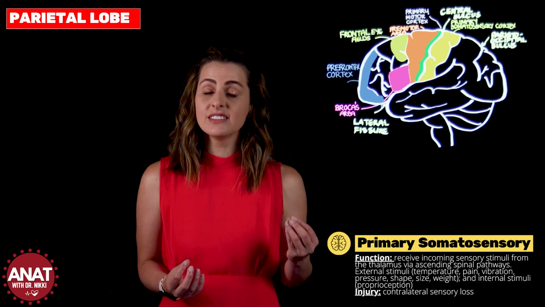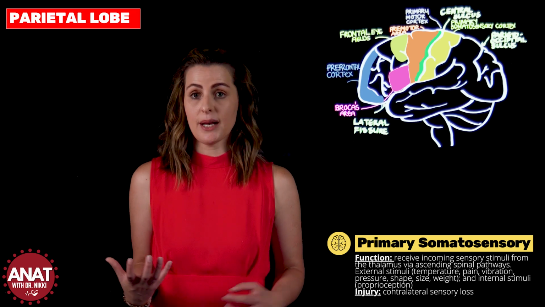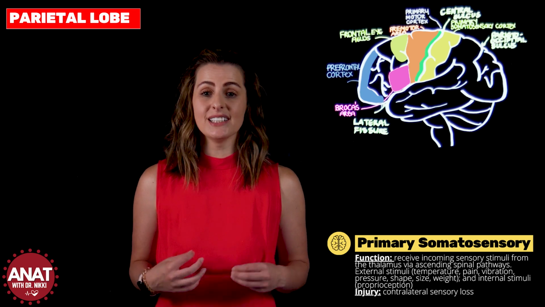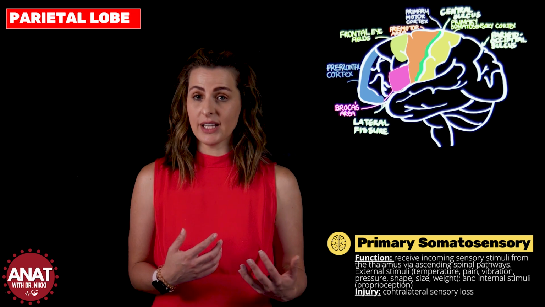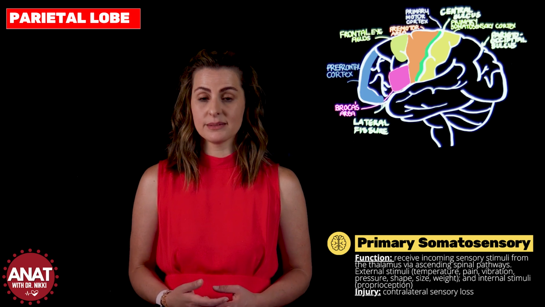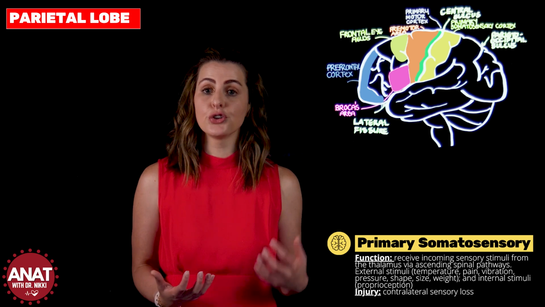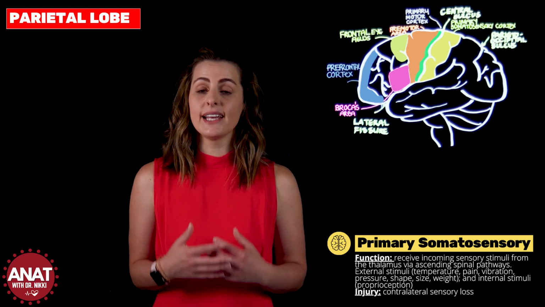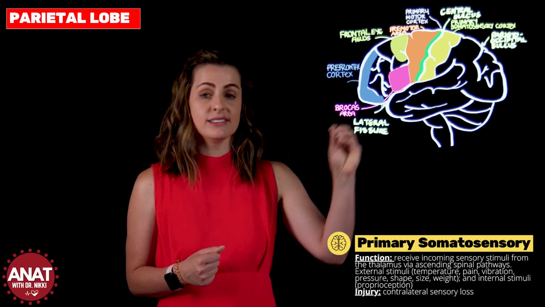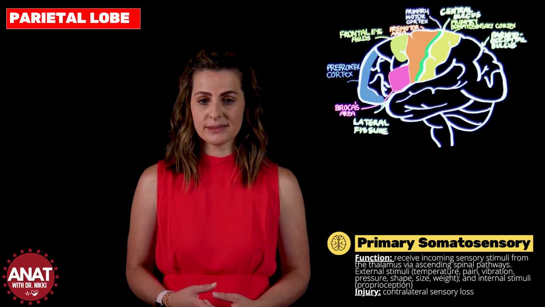More specifically, external stimuli, which is going to be information concerning temperature, pain, vibration, pressure, shape and size, as well as weight, or internal stimuli, such as proprioception, is received by this cortex. This region also features a topographic arrangement similar to the primary motor cortex, where incoming information for specific body parts and regions can be isolated or mapped to specific areas of the somatosensory cortex.